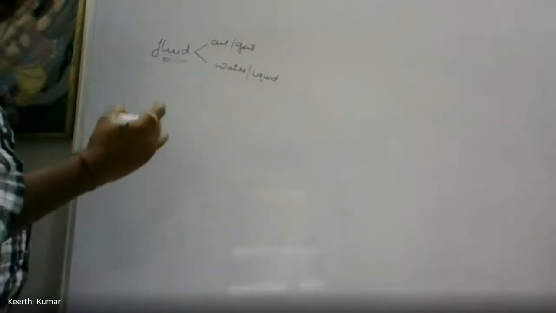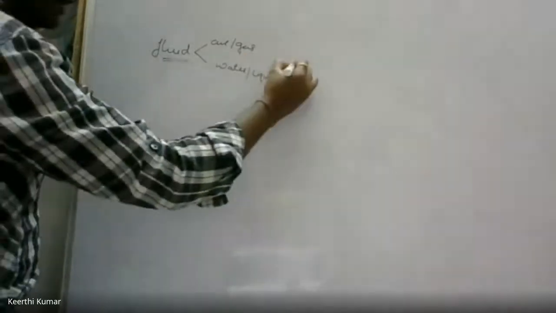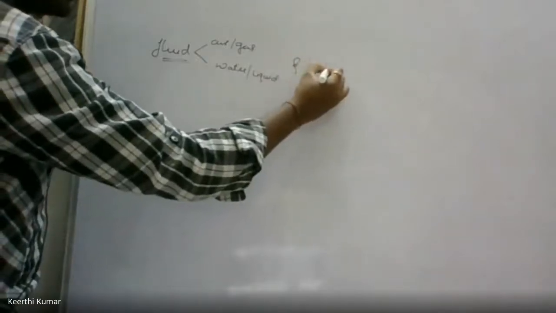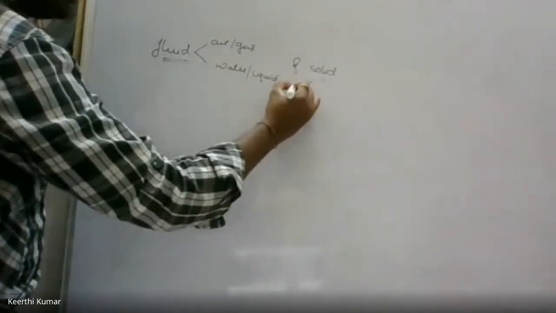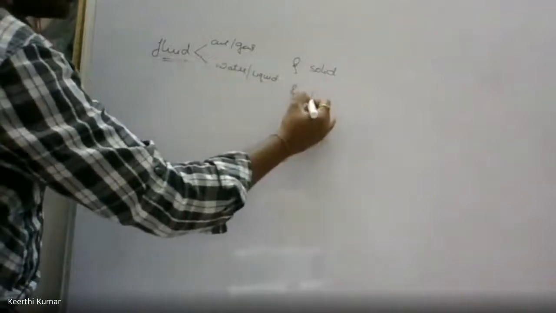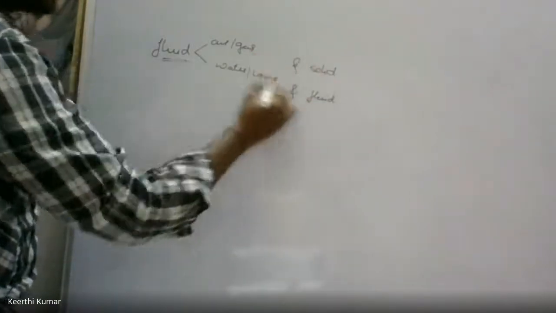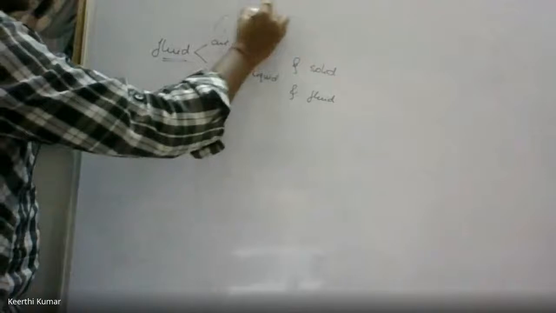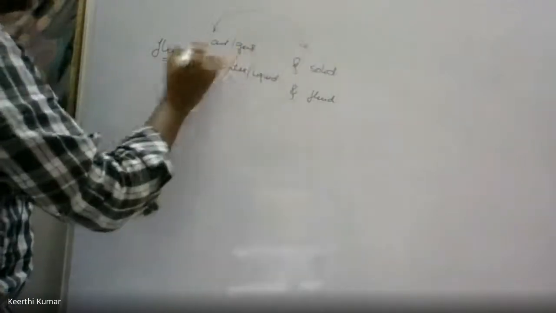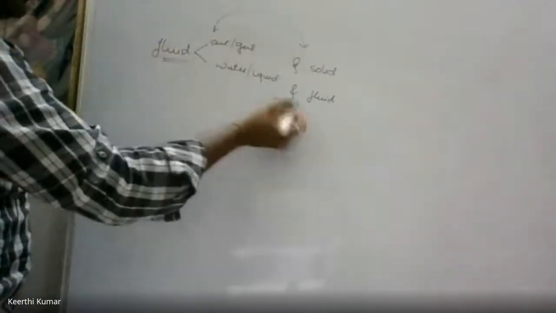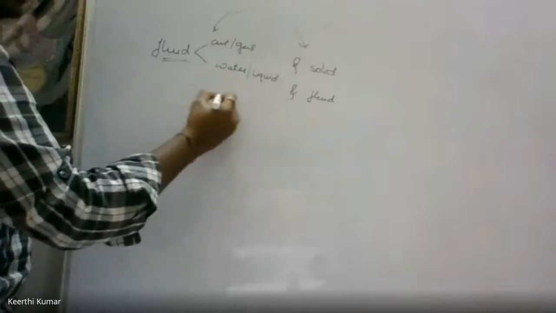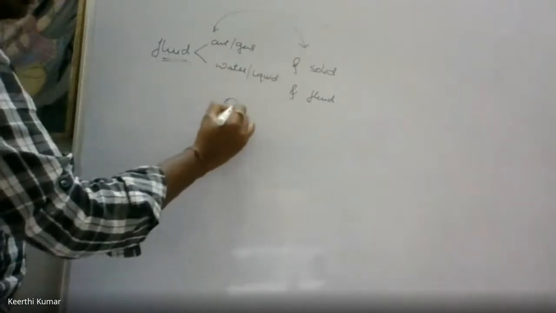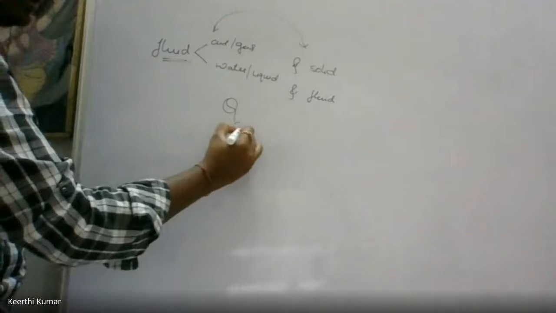There must be an interaction between the fluid and the solid surface, or between the fluid and another fluid. Then we call it convection heat transfer. Means there should be interaction, either between fluid and solid or fluid and fluid. If heat transfer takes place between those two, then we call it Q by convection.